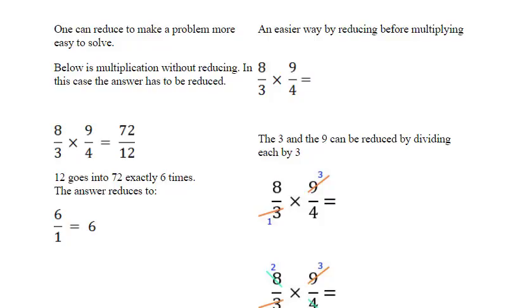There is a value to reducing before you multiply. It saves you a little bit of work. Consider the problem on the left. 8 over 3 times 9 over 4. The answer is 72 over 12, and it reduces down to 6. But let's suppose that we reduce it before we multiply.